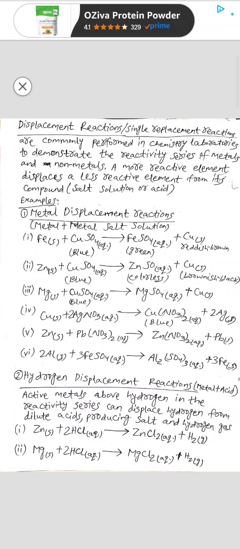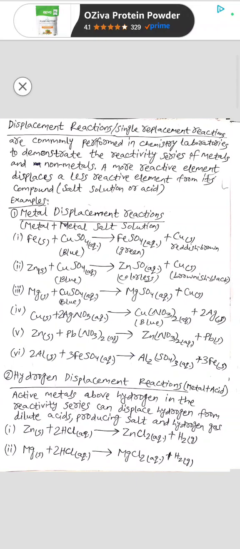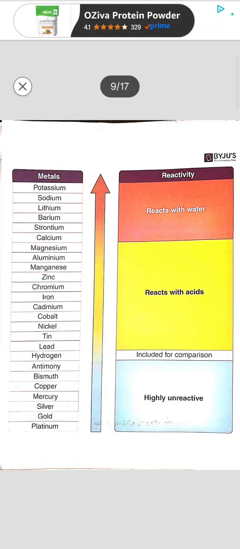And which element is more reactive and which element is less reactive? How do we know? We know from the reactivity series. See the reactivity series. The series on your screen is the reactivity series.